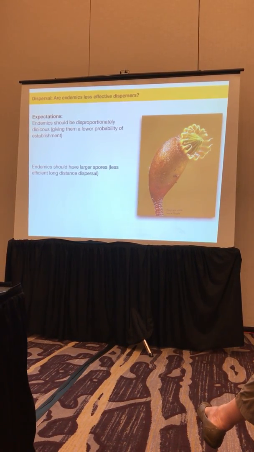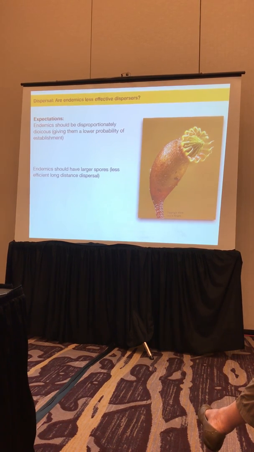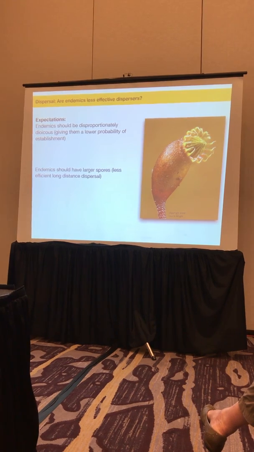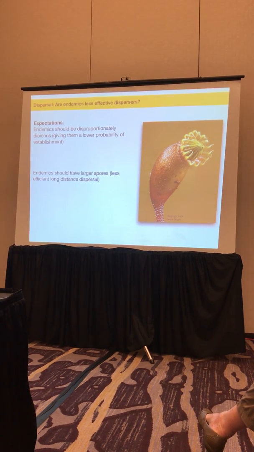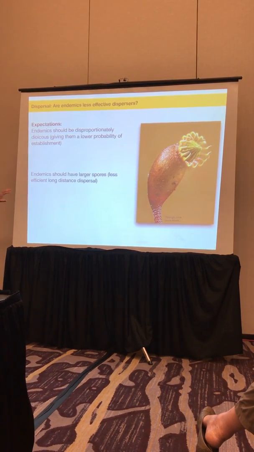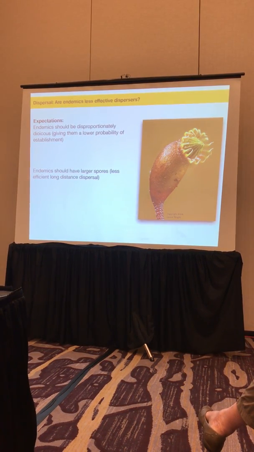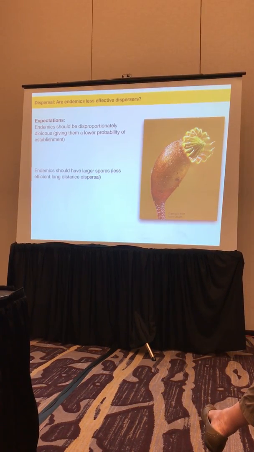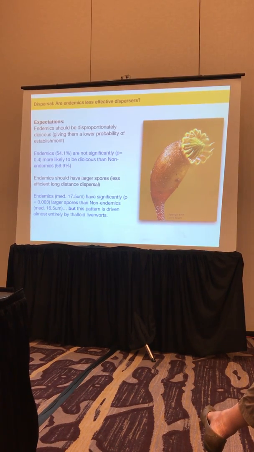If dispersal was really important, we would expect that endemics should be disproportionately dioicous. And by dispersal, I mean dispersal and establishment. It might be harder for dioicous species to establish because you need both sexes there to reproduce. You might also expect that endemics have larger spores. There's some literature out there that suggests that spore size and range size may be correlated in bryophytes, but we can test that with data from the Flora of North America and other places.